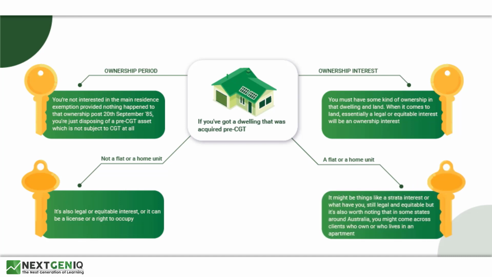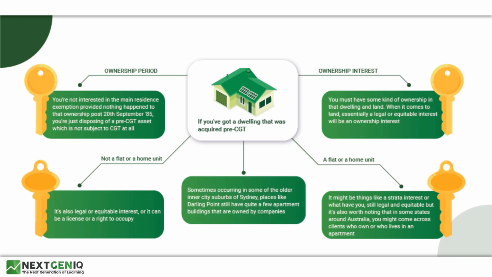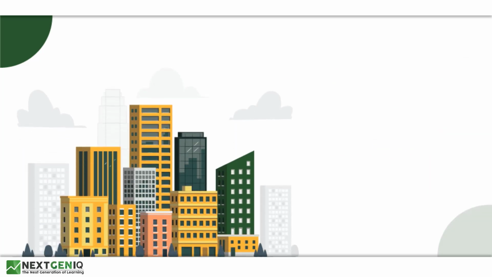If it's a flat or a home unit, it might be things like a strata interest or what have you. Still legal and equitable, but it's also worth noting that in some states around Australia, you might come across clients who live in an apartment that is owned by a company. So, these are company titled residences. Well, the main residence exemption can still apply to those types of ownership structures. You see them sometimes occurring in some of the older inner city suburbs of Sydney. Places like Darling Point still have quite a few apartment buildings that are owned by companies. As an owner, you own shares in that company, which gives you exclusive use of a particular apartment.